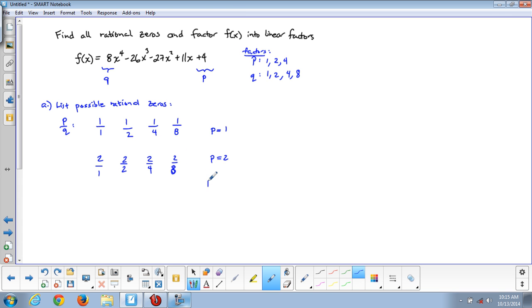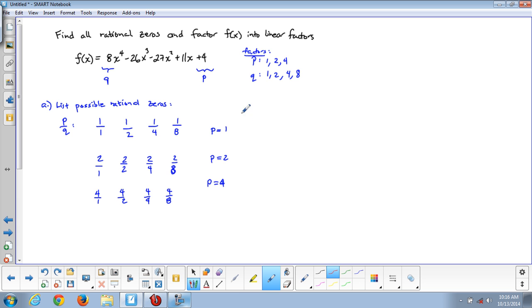Okay, now we go ahead and proceed to p equals 4. So 4 over 1, 4 over 2, 4 over 4, and again the repetition, and again this one also repeated. But a lot of these actually will end up repeating. Okay. Now, as mentioned, we're going to go ahead and eliminate the repetition ones.